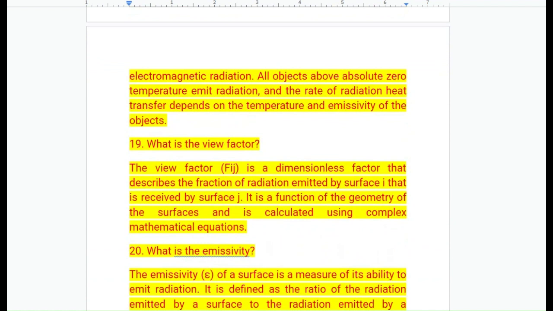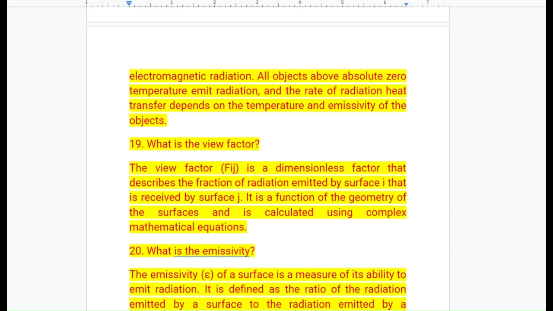18. What is radiation heat transfer? Radiation heat transfer is the transfer of heat through electromagnetic radiation. All objects above absolute zero temperature emit radiation, and the rate of radiation heat transfer depends on the temperature and emissivity of the objects.